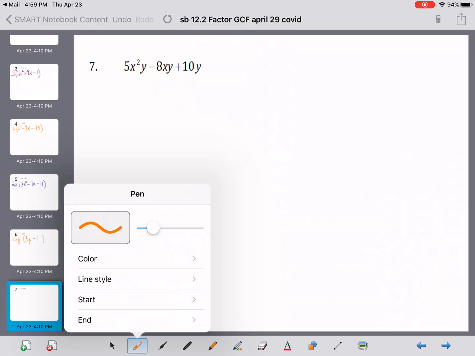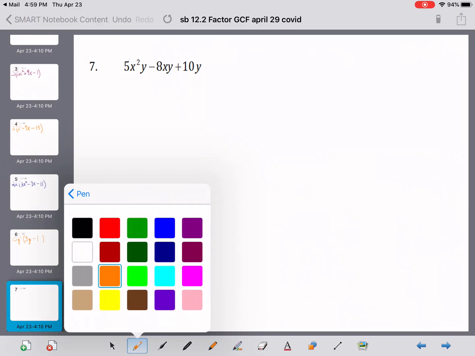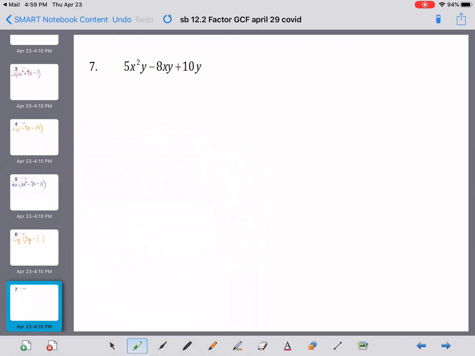Number 7. 5x squared y minus 8xy plus 10y. There actually is no numerical greatest common factor. And when we look here, we've got an x in this term, we've got an x in this term, but there's not an x in the last one. So there's no x, but there's a y here, and a y here, and a y there. Our greatest common factor is y.